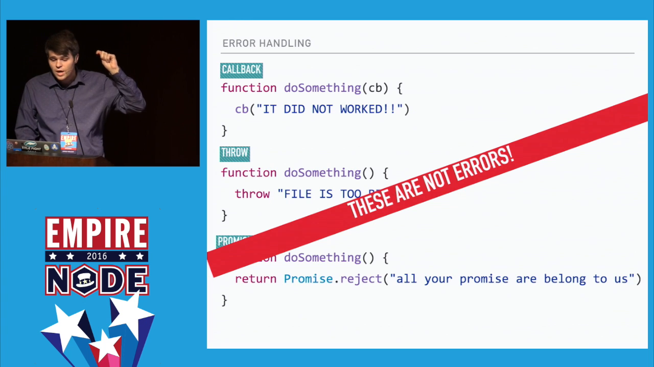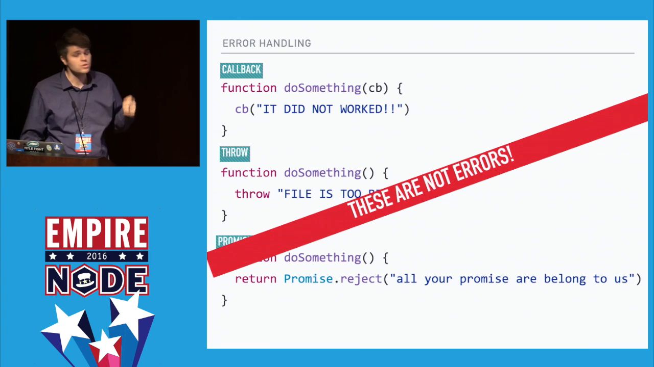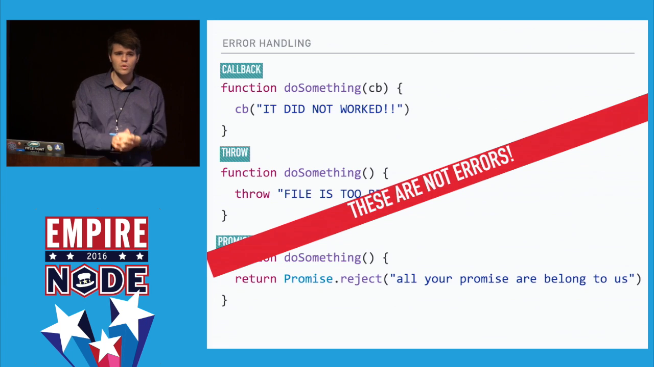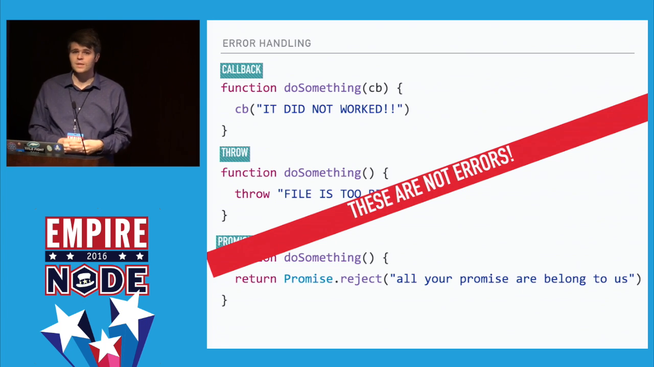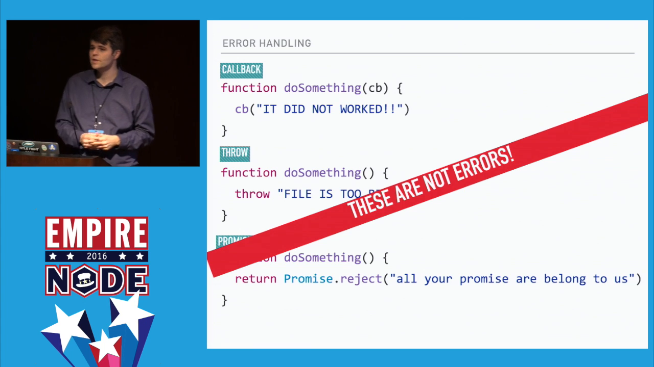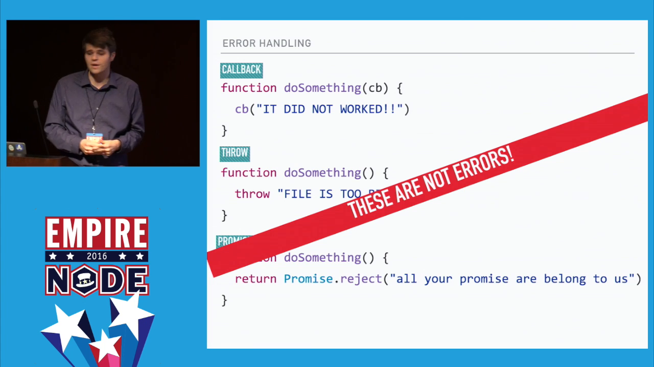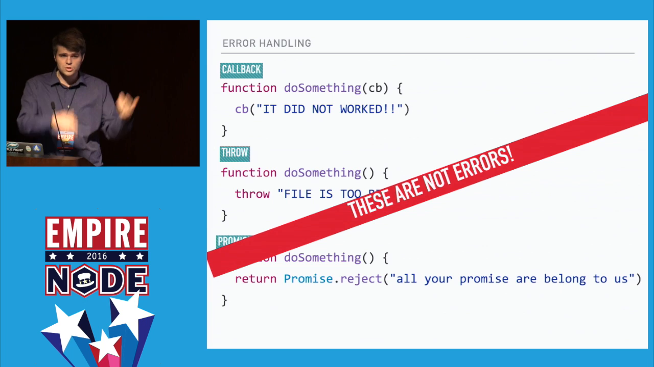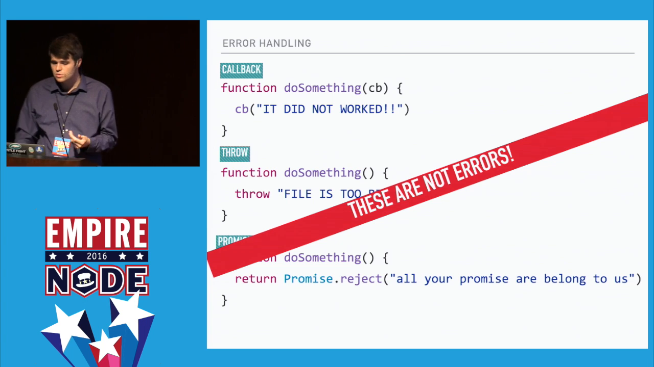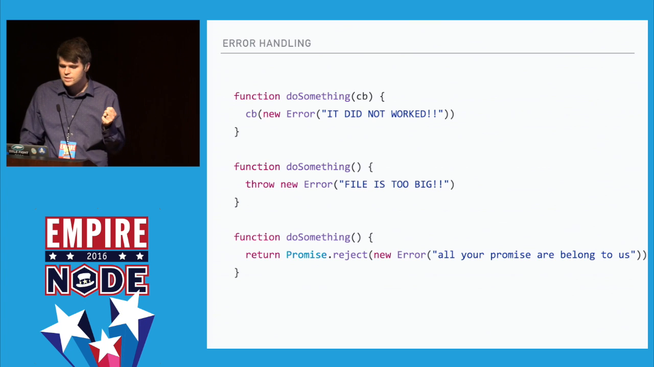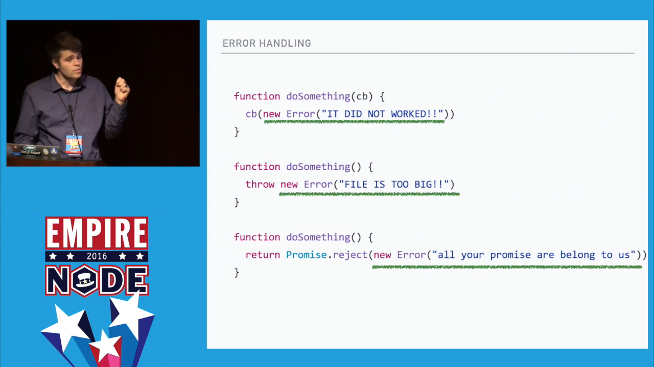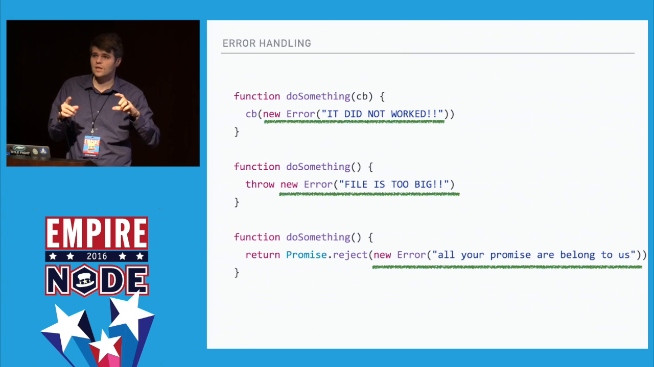If you throw a string or call back with a string as an error, you aren't going to get a stack trace. In many languages like Java, like at PayPal, we have tons of Java programmers that we're teaching Node, and they might think it's okay to throw a string or call back with a string. But the problem is you lose your stack trace. What you should have written is something like this, where you actually create that new error object each time.